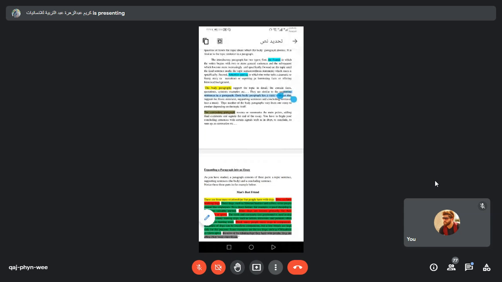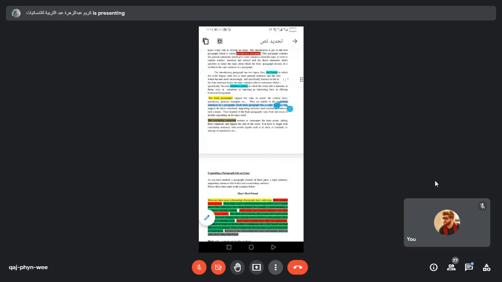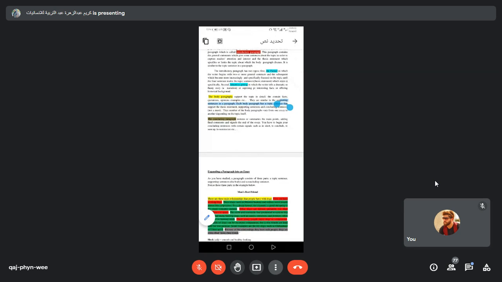So this is called the concluding paragraph. So we have the introductory paragraph, in which we introduce the topic and the thesis statement. We have the body paragraphs, in which we give details, opinions, and facts about the topic. Then we have the concluding paragraph, in which we restate the main idea of the essay and give our last judgment of what we have written about.